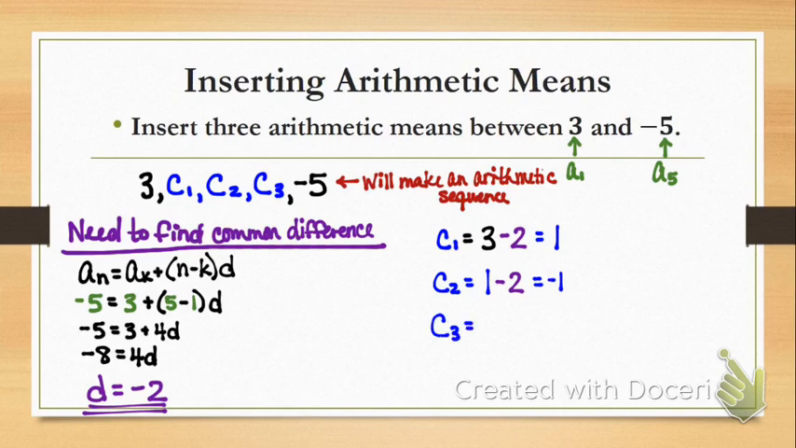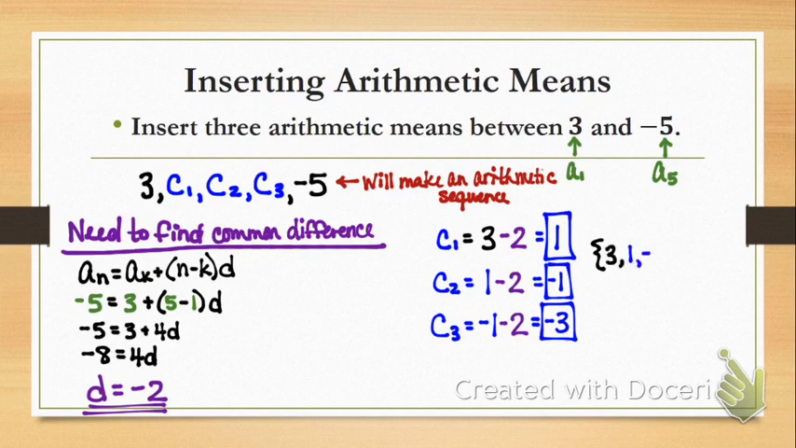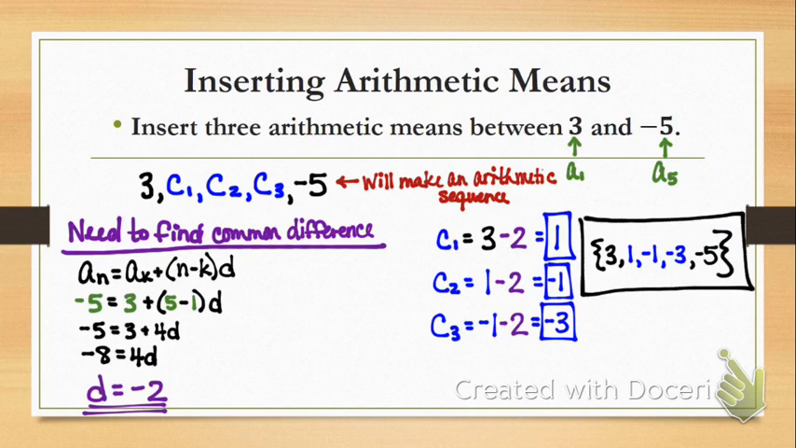To find the third number in the sequence, I'm going to take negative 1, and I'm going to subtract 2 from it. Negative 3. So here's the three numbers that we were looking to find, so that our sequence, when all put together, would look like this: 3, and then 1, negative 1, negative 3, negative 5. There's our sequence.